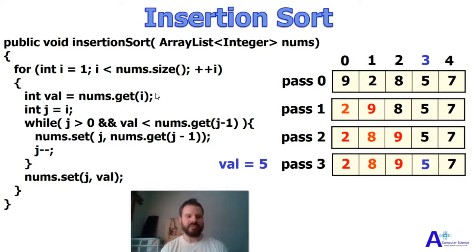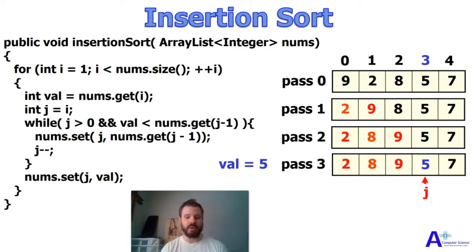We're going to hold on to that 5 in a temporary variable called val. And then we're going to set our inner loop counter j equal to the i, so equal to 3 in this case. So there's our inner loop counter. Okay, while j is greater than 0, which it is, and what's stored in val is less than the value at j minus 1, which in this case is true. Val's 5, that is less than 9.